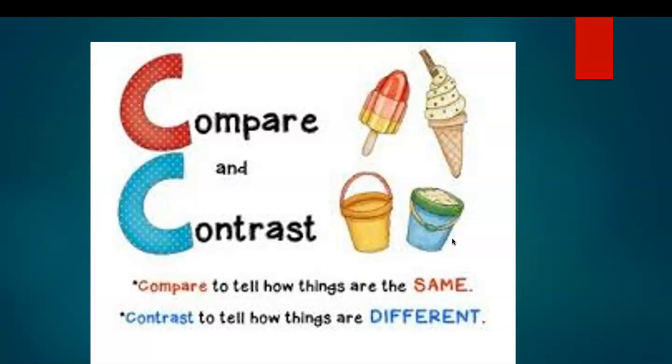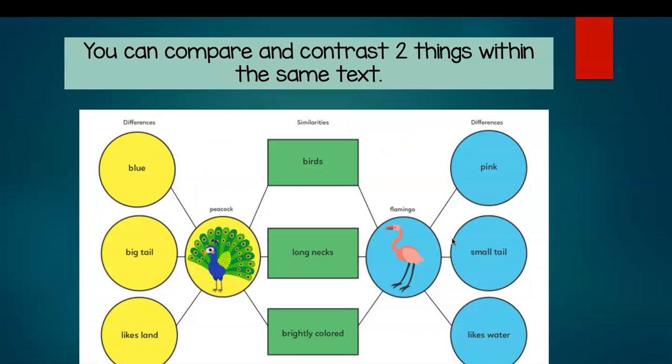Let's do it with books, shall we? Last week, you compared two things in one book. So we read a book about birds, and you talked about ways that a peacock and a flamingo were the same. They're both birds, they both have long necks, they both have bright colors. And then you thought about how those two birds are different. A peacock is blue, it has a big tail, and it likes to be on land. A flamingo is pink, it has a small tail, and it likes water. We got all of that information in one book.